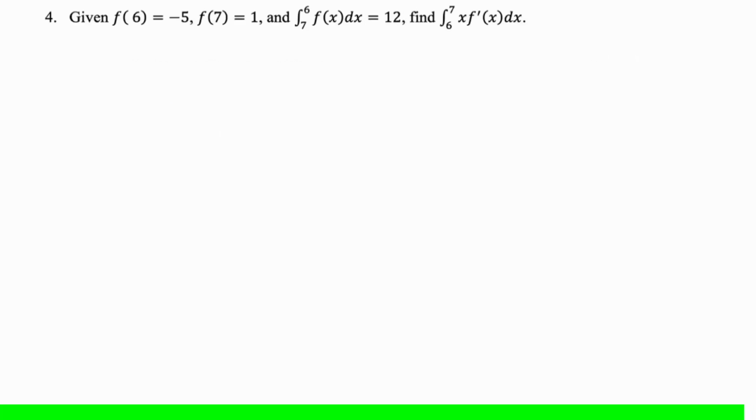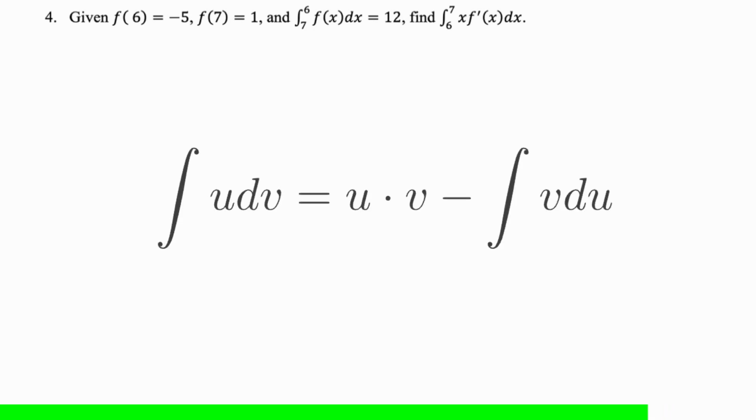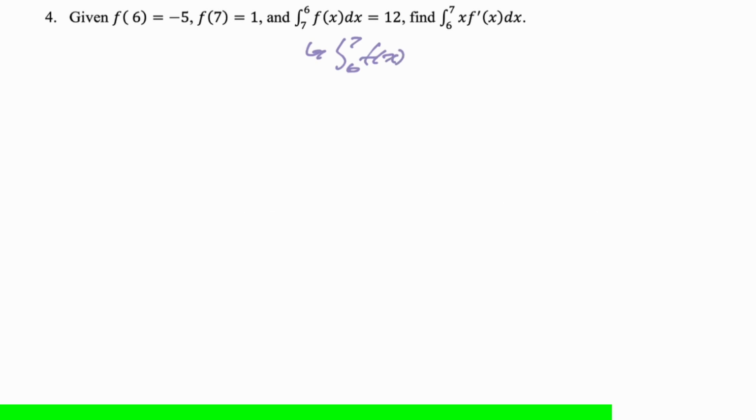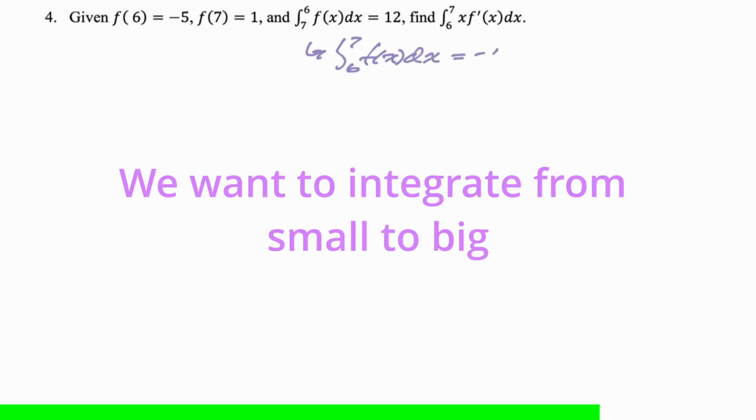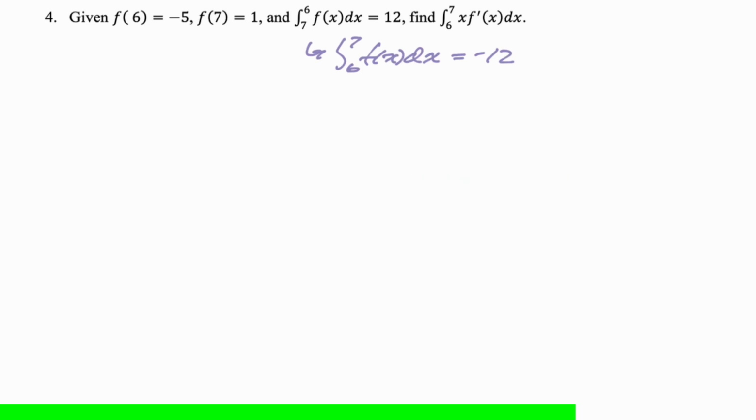Given f of 6 is -5, f of 7 is 1, and the integral from 7 to 6, which, I look at that and I think that's wrong. You shouldn't write it that way. The integral from 7 to 6 is 12. Find the integral from 6 to 7 of x f prime of x dx. So this is pretty clearly, in my mind, integration by parts. I'm going to take care of immediately the fact that this is written wrong. The integral from 6 to 7 of f of x dx will be the opposite of the integral from 7 to 6. So if 7 to 6 gives you 12, 6 to 7 gives you negative 12.